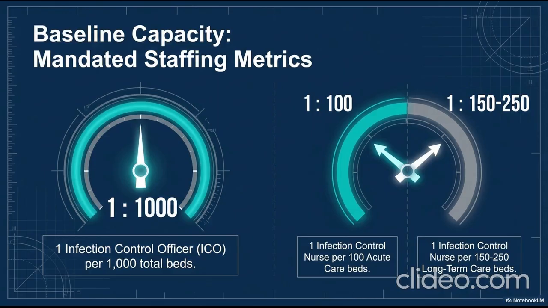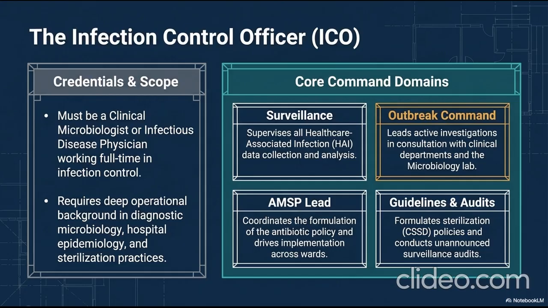Slide 4. HICC composition, the Board of Governance. Administrative control is held by the chairperson, the medical superintendent. The core operations unit, the HICT, consists of the member secretary, head of microbiology, the infection control officer, and the infection control nurses. They are supported by a diverse branch of clinical heads, nursing superintendents, and support services like CSSD, engineering, and pharmacy.